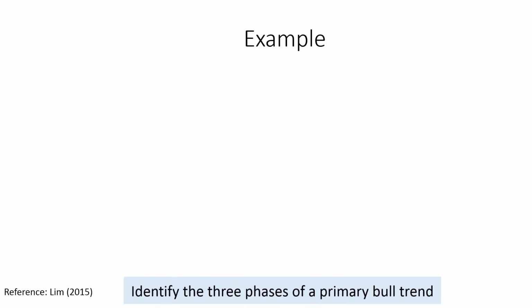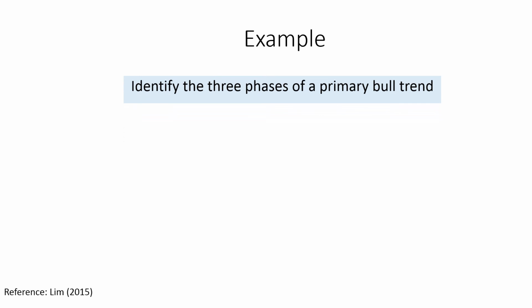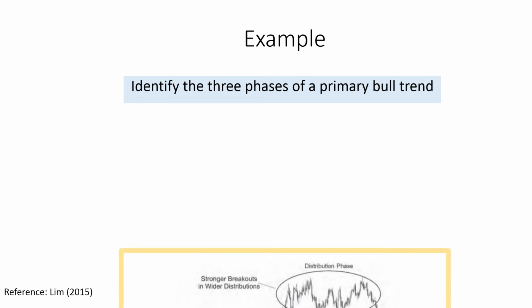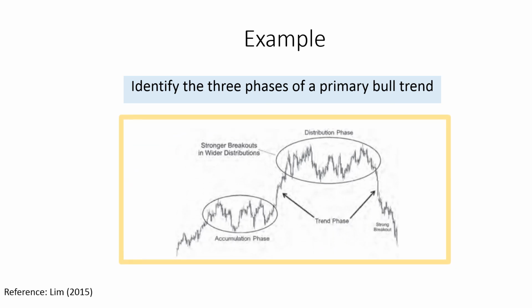Let's look into an example on how to identify accumulation, trend, and distribution phase. This figure shows a real-world example of a primary bull trend. Accumulation occurs when the stock prices are low. This is followed by a strong breakout or trend. Subsequently, stock prices reach the distribution phase. Stock prices are higher at the distribution phase.